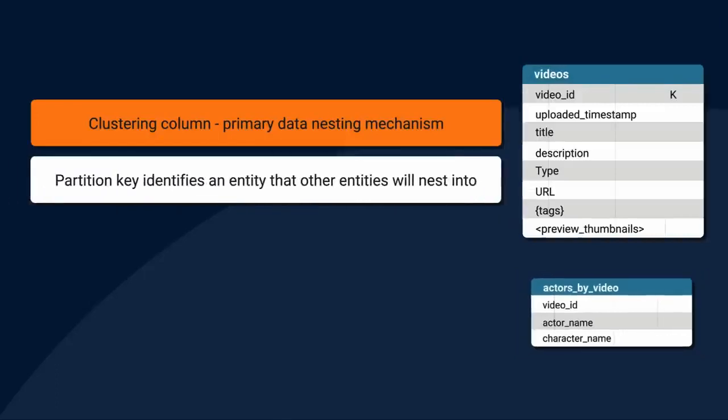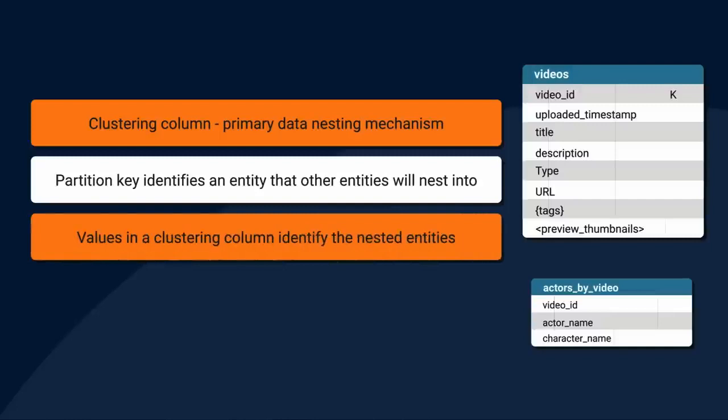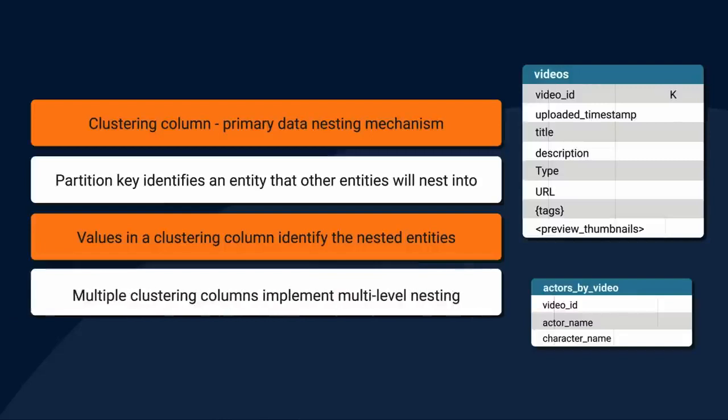The partition key identifies the entity that other entities nest into, while the clustering columns identify the nested entities. When a table has multiple clustering columns, the data is stored in a nested sorted order. Multiple clustering columns implement multi-level nesting. In the given example, actors are identified by videos using clustering columns.